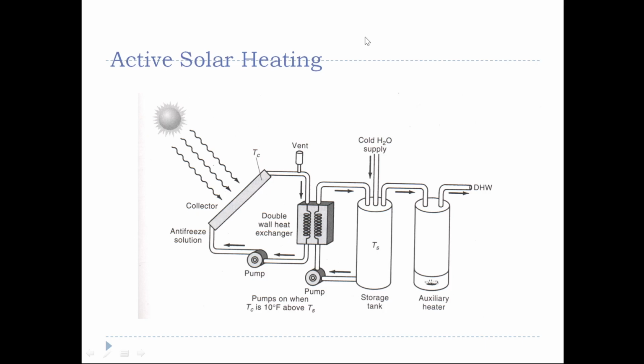So here you can see an active solar heating system. There is a collector, a pump maintains the flow through the collector, and there is a heat exchanger. Here you can see a double wall heat exchanger, and this acts as a storage. This is a storage tank from which the heat will be transferred to the secondary fluid, and the secondary fluid flow is maintained in the secondary circuit using a pump, and you can have an auxiliary heater using electricity or any other renewable source of energy depending on the requirement.